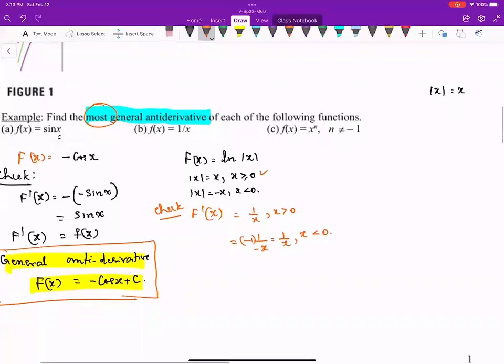So what does this mean? In both cases, you get 1 over x. So the antiderivative, or general antiderivative, is f of x equal to ln of absolute x plus a constant c.